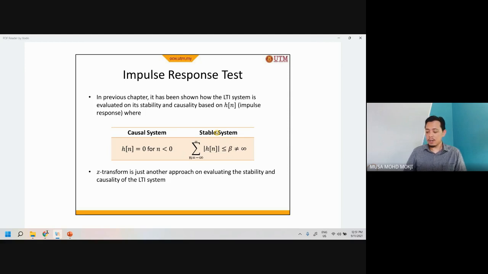But if you have an online system, your data is coming in live, so you cannot use a non-causal system. If you have data, you already record it and then save it, and then you process it later. That one, it is actually possible to use a non-causal system. Okay, so that's why it's very important to check stability and causality.